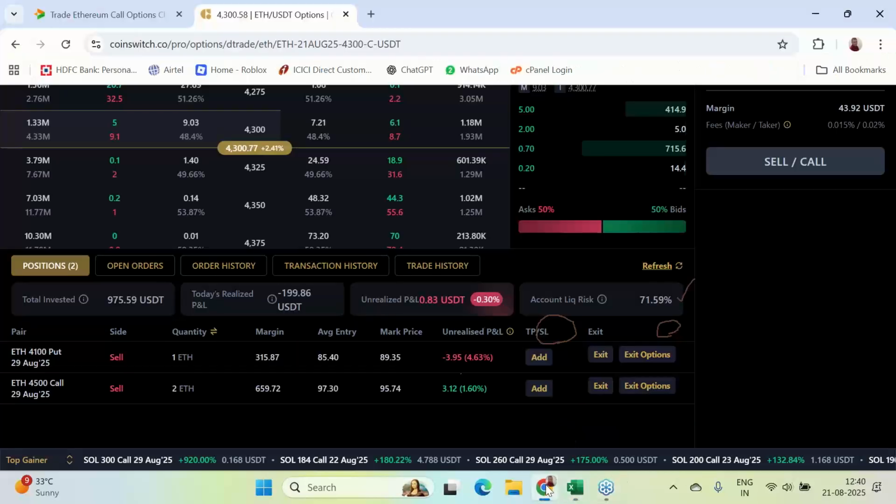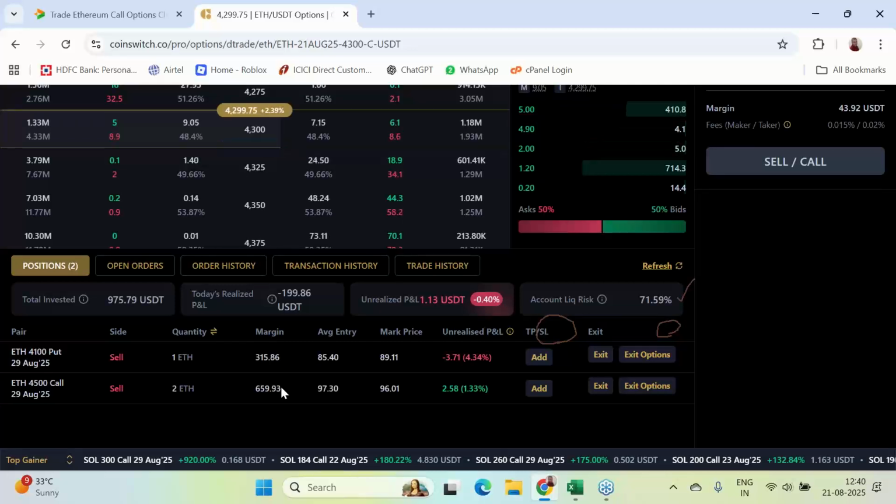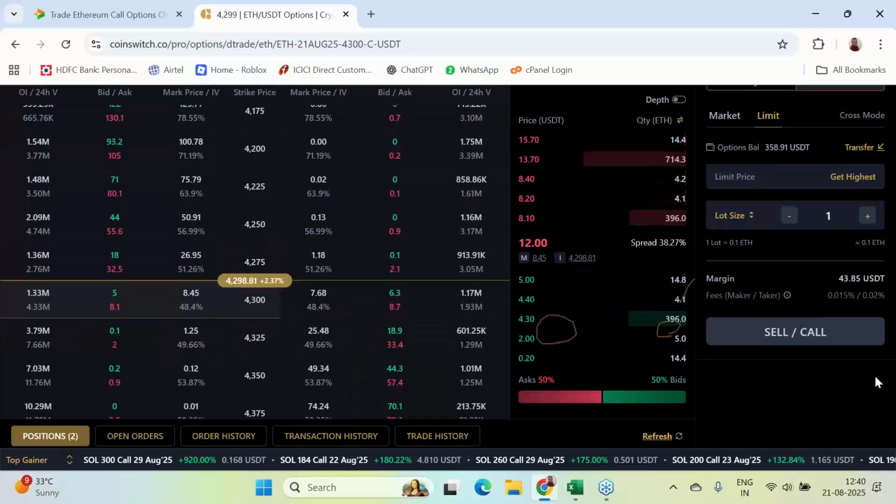But do remember, this is isolated margin. Once the price goes up, say 4,300, 4,400, 4,500, this margin will increase. So this margin can go 25%, 30%, even 40% more.